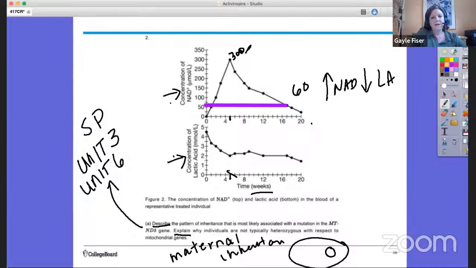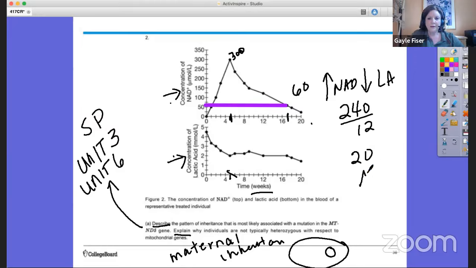If this is 300 and this is at 60, then how much did it change? It decreased by 240. Now, over what period of time? 5 weeks to 17 weeks, so that's 12 weeks. So what's 240 divided by 12? It's 20, and then we go micromoles per liter, and then what are these? These are weeks. Okay, so that's our answer.